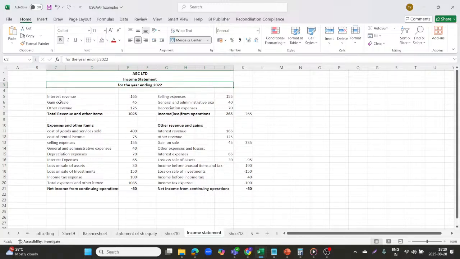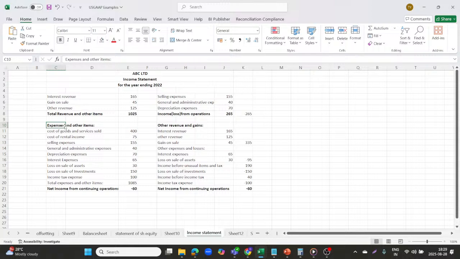On the left, at the top you have all the revenues, and on the right you have expenses. So first you have interest revenue, then gain on sale, other revenue. So that is your total revenue and other items of 1025. On the right you have selling expenses, general administrative expenses, depreciation expenses. So income or loss from operations and nature of activities 265. So this is the total of expenses, and this is the total of revenue. Now you come here, now you have arrived at the gross profit. Okay, that is your income minus expenses.